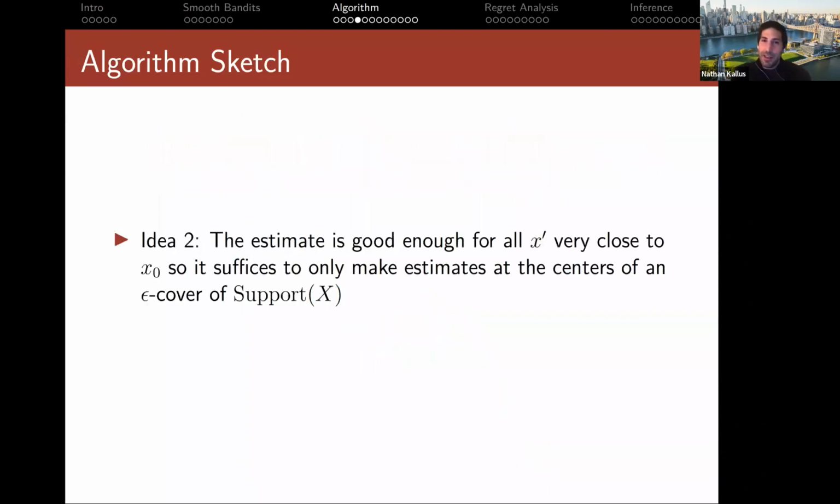The next idea is I don't really have to do that. If I have some other point, x prime, that is very close to x naught, then the estimate of f at x naught is also a good estimate for f at x prime, because these two points are very, very close, and f itself is smooth. So it suffices to make a cover of my support and make only one estimate per element of the cover. Let me illustrate it to you.